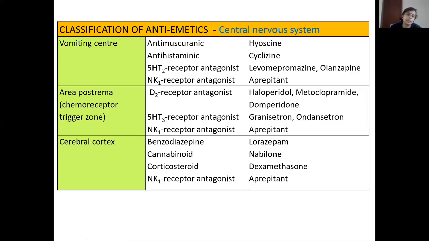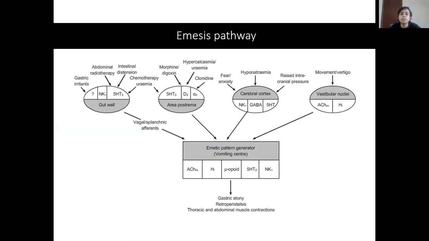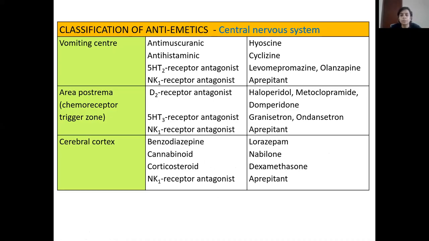So again, classification. How do we classify antiemetics? We know that in this diagram, we have seen the receptors involved. According to the receptors, there are drugs I have written on the right-hand side. What are the anti-muscarinics, the commonly used drug hyoscine, which we call Buscopan, antihistamine cyclizine, though I have not used cyclizine personally. 5-HT2 antagonists, we use olanzapine, but we don't have levomepromazine in our country, but it seems to have a good effect in nausea and vomiting.